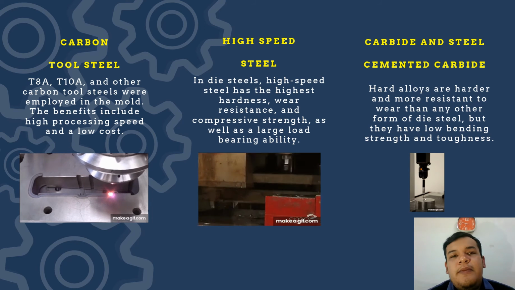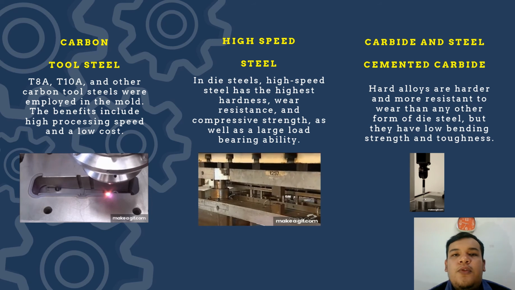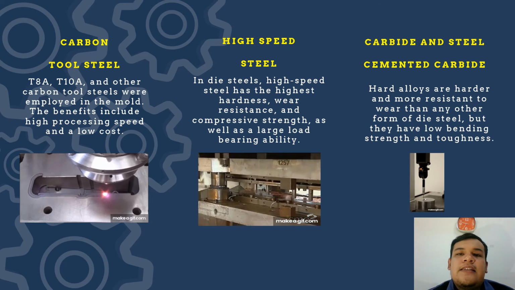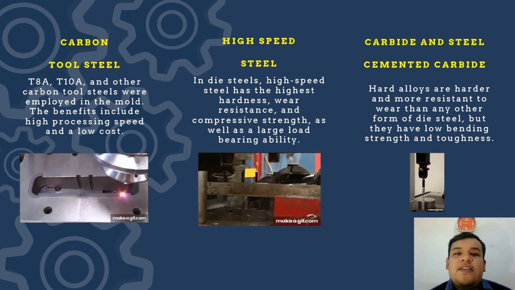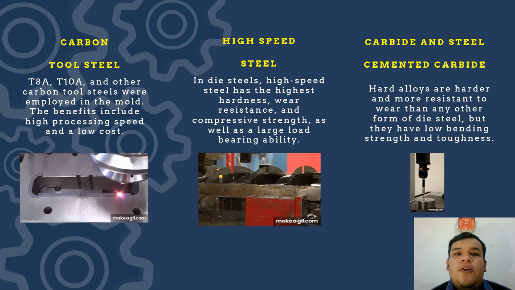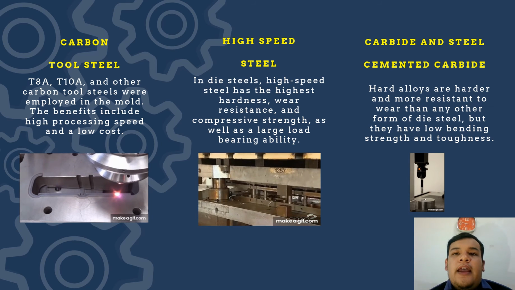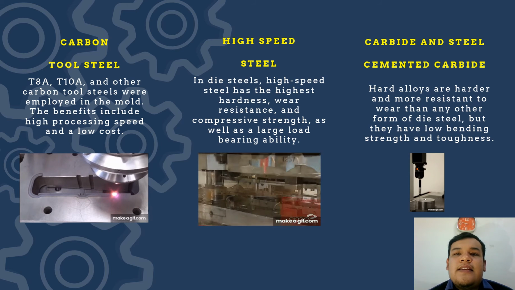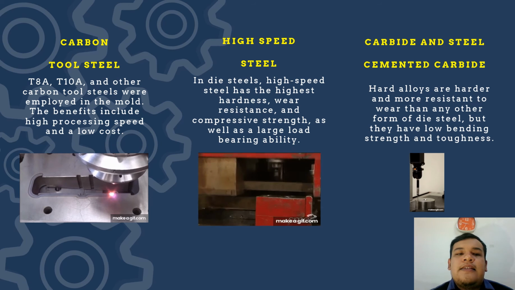The hardenability of carbon tool steels and red hardness are poor. Heat deformation is large and the bearing capacity is low. High-speed steel is commonly used in grades such as W18Cr4V, which contains less tungsten. And carbide and steel cemented carbide is used as a mold where a low impact and a high wear resistance is required.